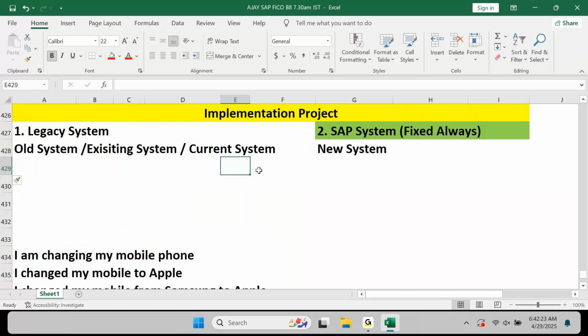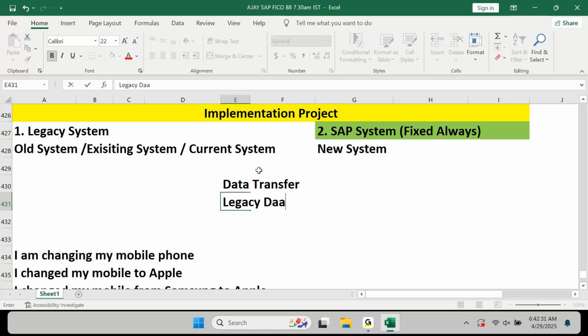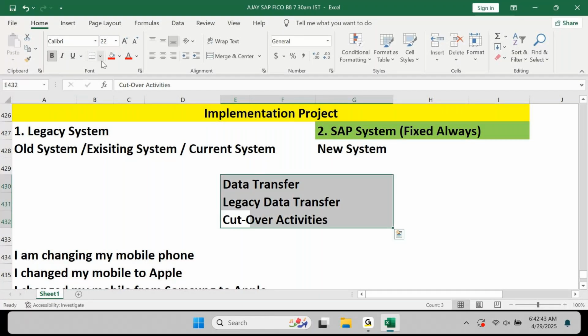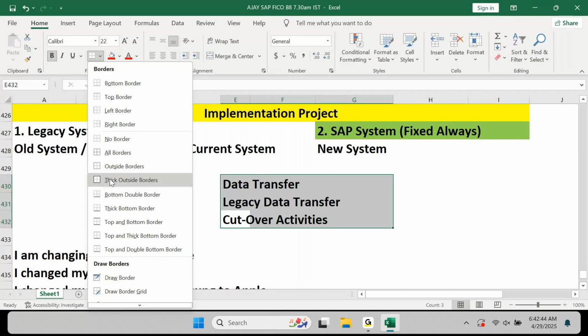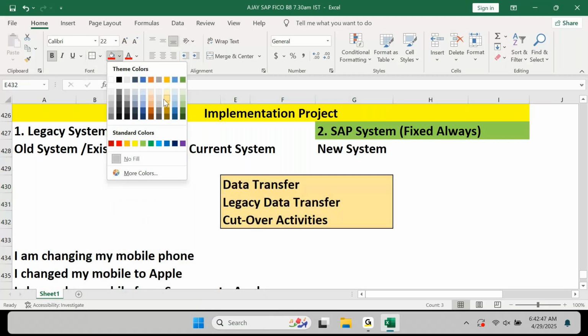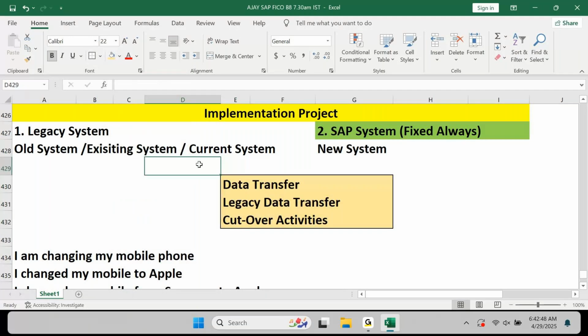Here also you have data transfer. This you call it as legacy data transfer. You also call it as cutover activities. Anybody heard these terminologies? Yes, sir. These are all required for you to move to the new SAP system.